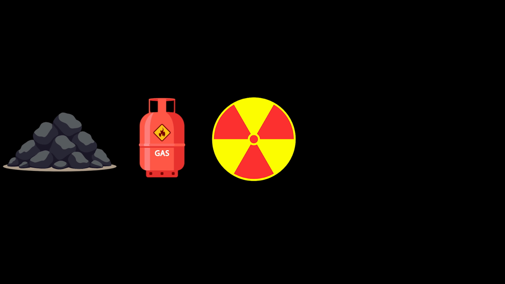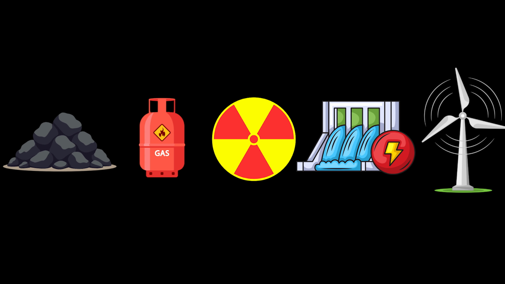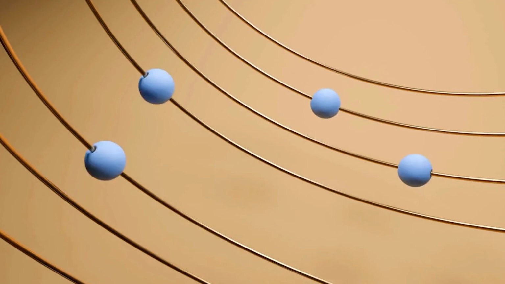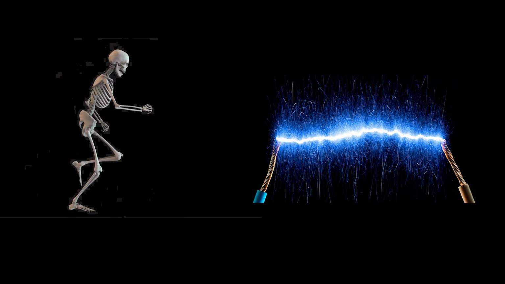Let's look at how electricity is generated. Most power plants, coal, gas, nuclear, hydro, wind, all use the same basic mechanism. A turbine spins a generator. Inside the generator, magnets rotate near coils of wire. The changing magnetic field induces electron movement. That movement becomes electric current.